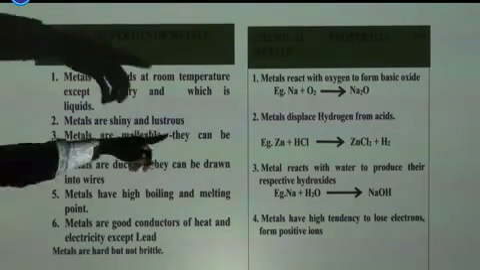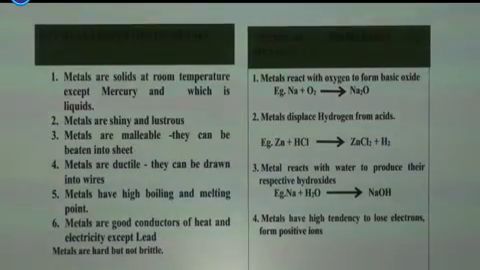That means zinc, as an example of a metal reacting with hydrochloric acid, is going to form zinc chloride and hydrogen gas. So you can see clearly how that property also is being manifested there in that equation.